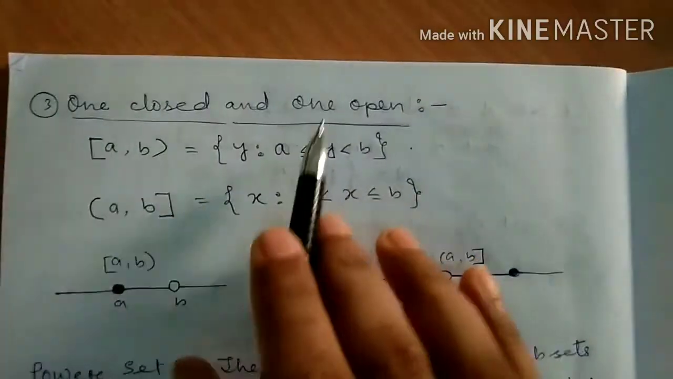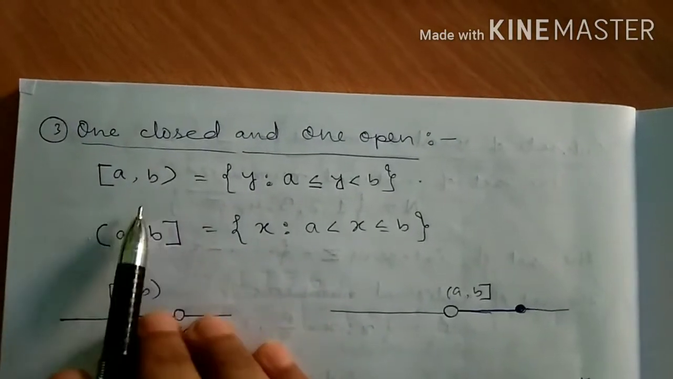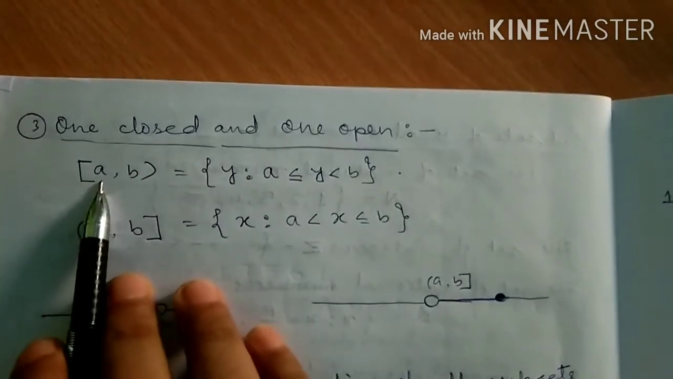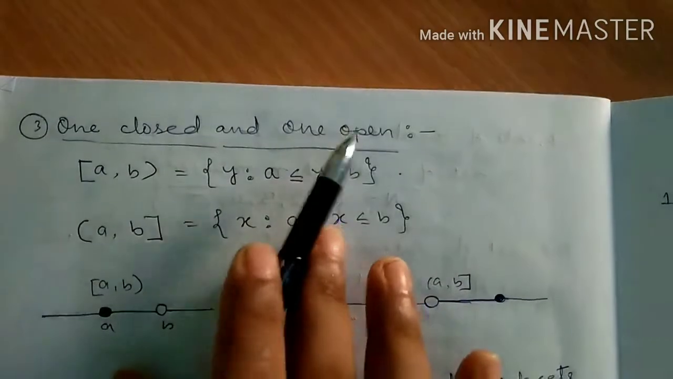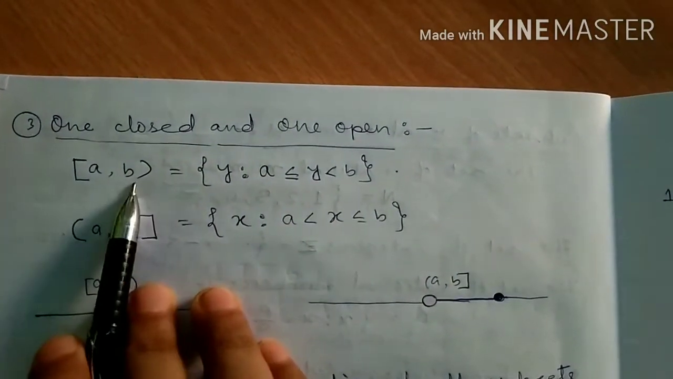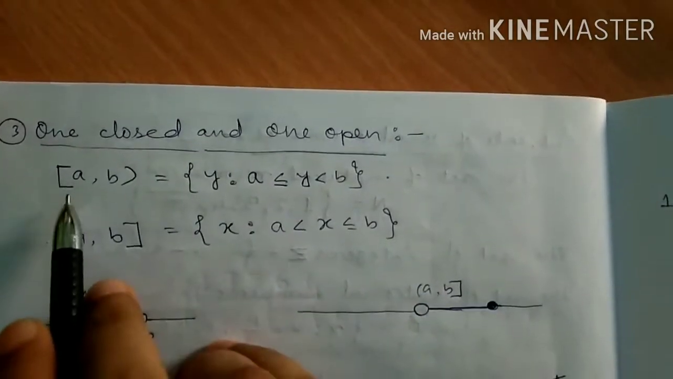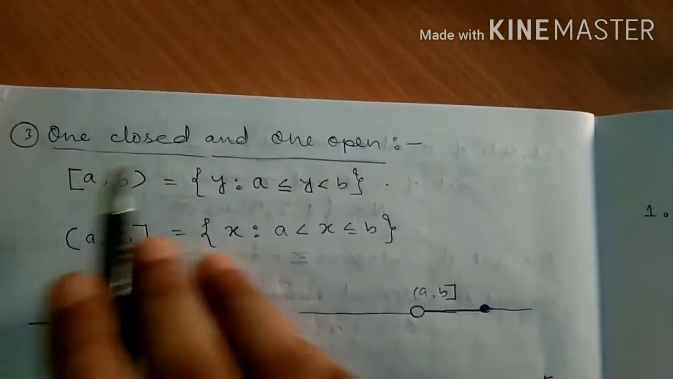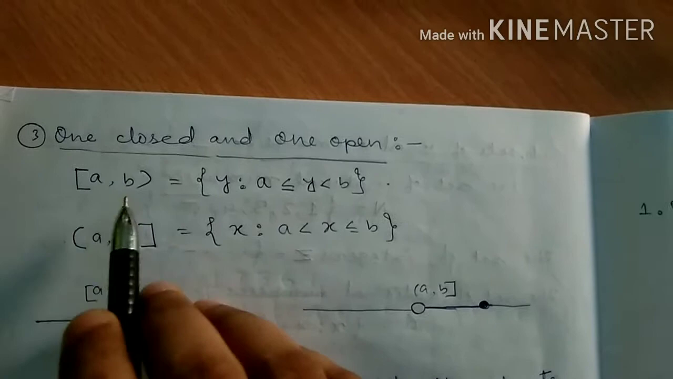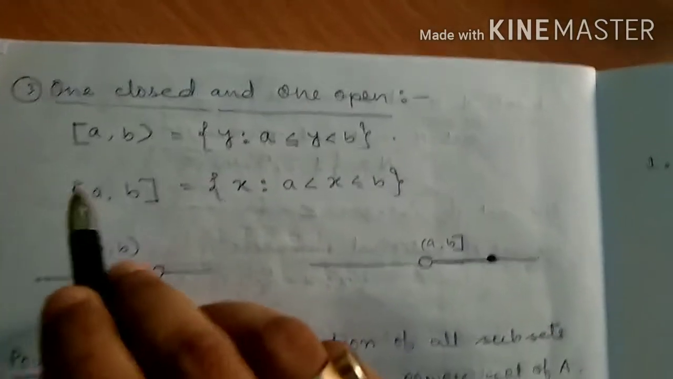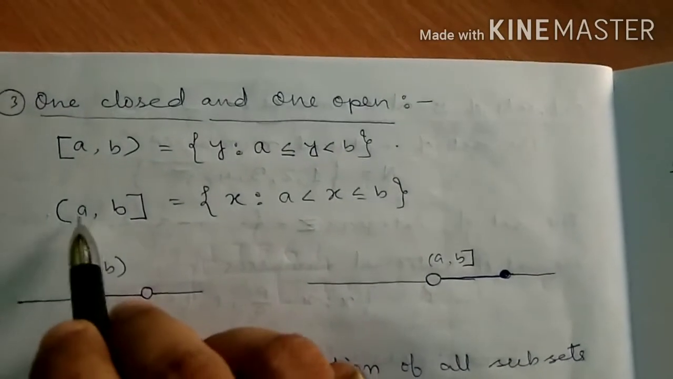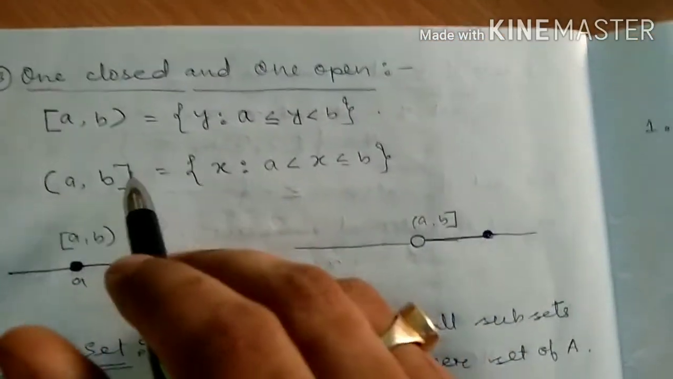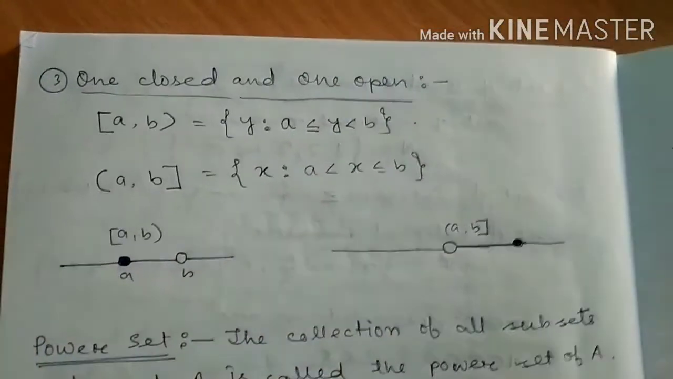Next, one closed and one open. Suppose one side is closed and the other side is open. In this case, for the closed part you have to take the element, and for the open part you have to neglect that element. Here we can consider the endpoint a and we cannot consider the endpoint b. Suppose the first one is closed and the second one is open. If the first one is open and the second one is closed, then we cannot consider a and we consider b. Okay, so this is about one closed and one open. These are the four intervals.